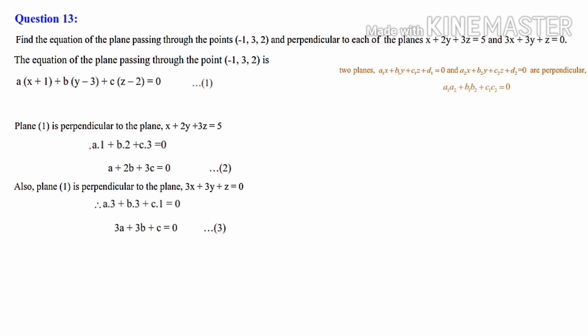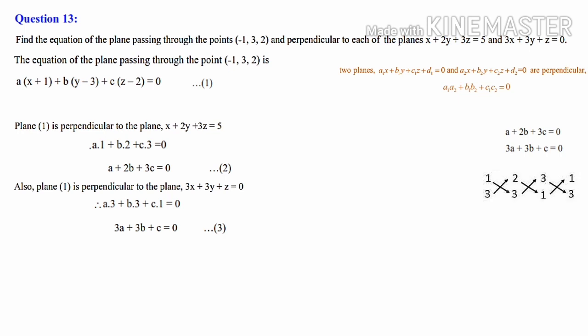Now we have got two equations with A, B and C, and we have to solve these two equations, find out the value of A, B and C, and substitute it in equation number 1. So we will get the equation of the plane. So let's write these two equations. Then by using cross multiplication we are going to solve, and you can use any other method which is convenient for you to solve the equation.